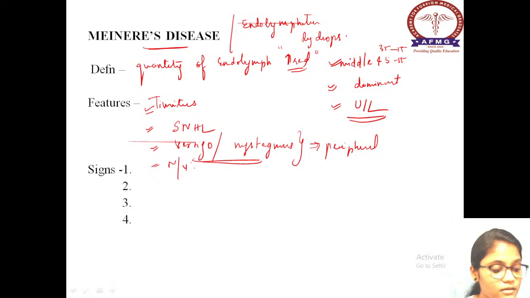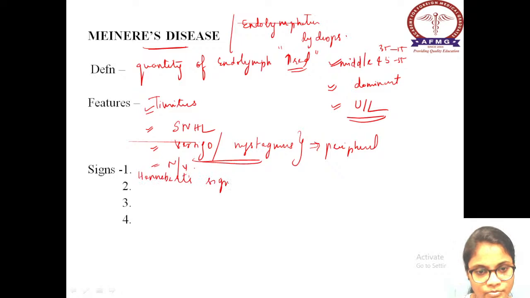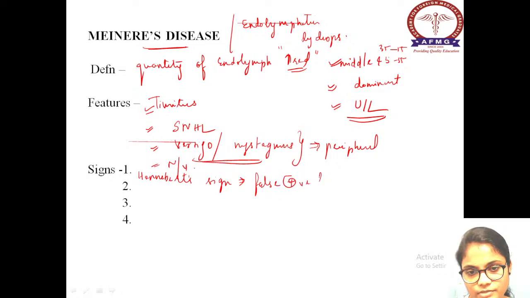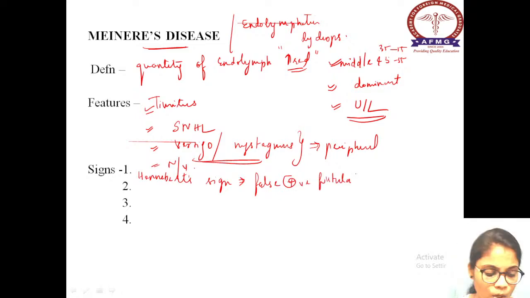Another important thing which you have to remember in view of Meniere's disease is their signs. So what are the important signs? The 4 signs that are important: the first sign is Hennebert sign, where there will be a false positive fistula sign. You can call it like this also. What is the second sign?